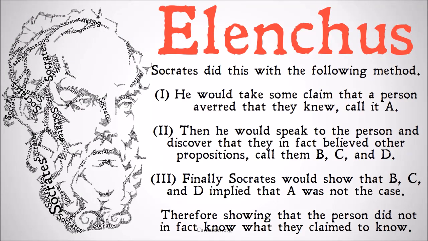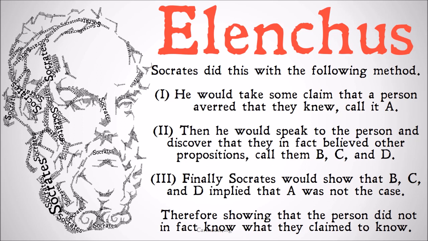Now, Socrates challenged each of these different wise people's arguments using the following method. Basically, he would take the claim that a person averred that they knew, call that claim A. So that's some statement like, this is what good is, this is what justice is, this is what whatever philosophical concept of the day we're talking about is. Then he'd speak to the person and discover that in fact they believed other propositions, call them B, C, and D. And these were commonly accepted propositions. These were generally very intuitive propositions that you would have no reason to deny.